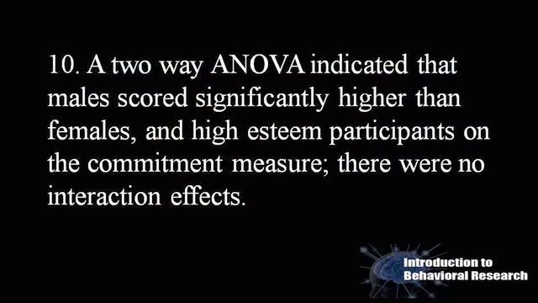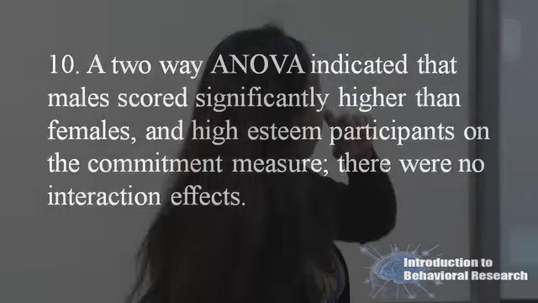Number 10, a two-way ANOVA, analysis of variance. Don't worry about this one yet, okay? Indicated that males scored significantly higher than females. And high esteem participants on the commitment measure, there were no interaction effects. How about this one?